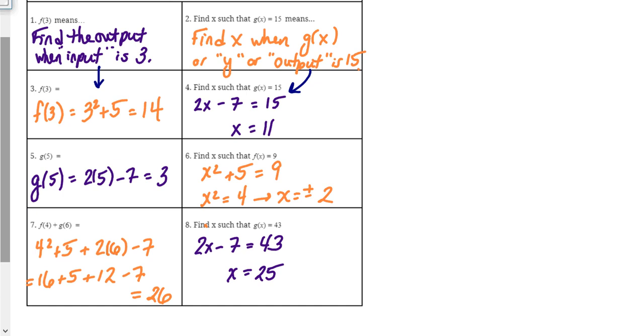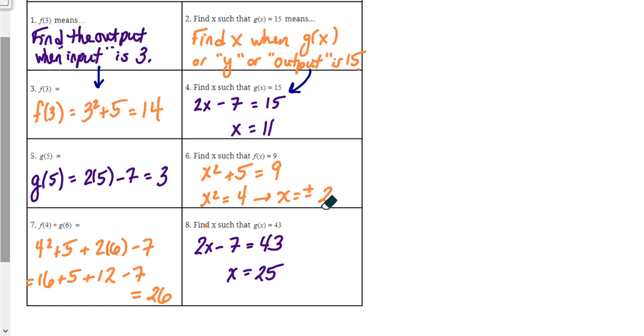Okay, here are solutions for the problems that you worked by yourself, getting the practice. Question 5 uses the same idea as question 3. You just plug in a 5 and work it out. Question 7, I know I'm skipping around. Question 7, you plug in a 4 into function f, you plug in a 6 into function g, you work it out. So these two questions are a lot alike in terms of technique. 6 and 8 are more like question 4. You were told an output value and you need to solve for the input value.